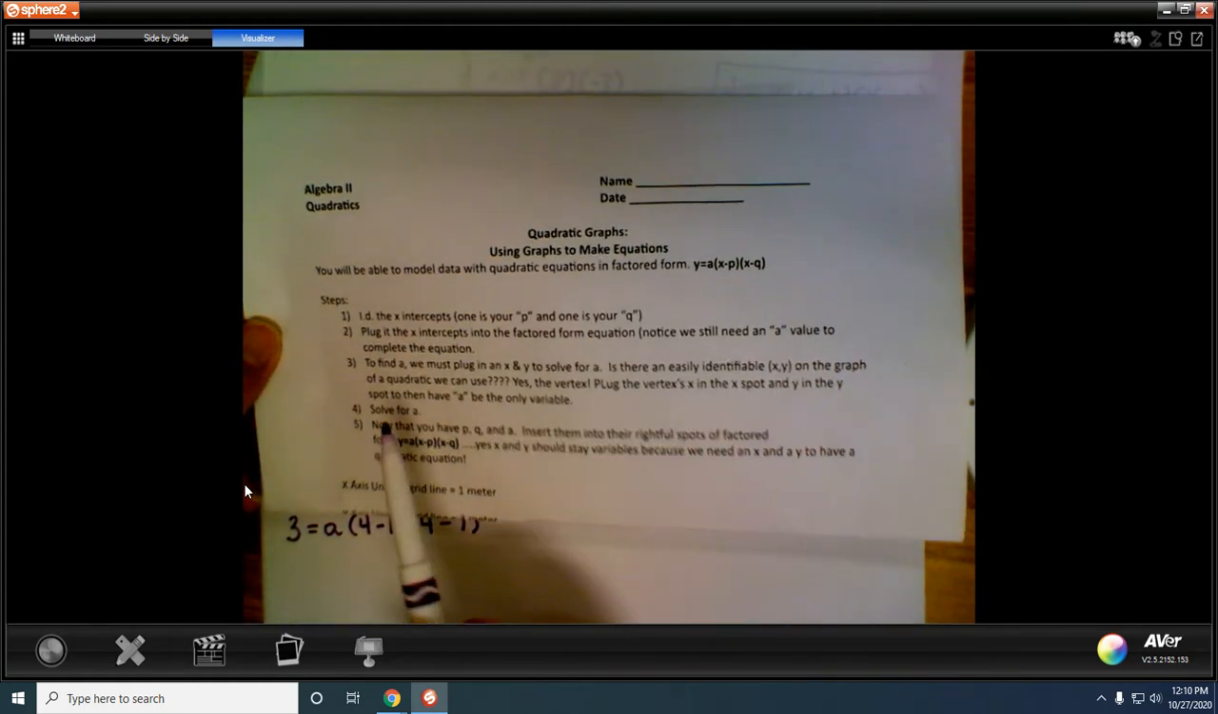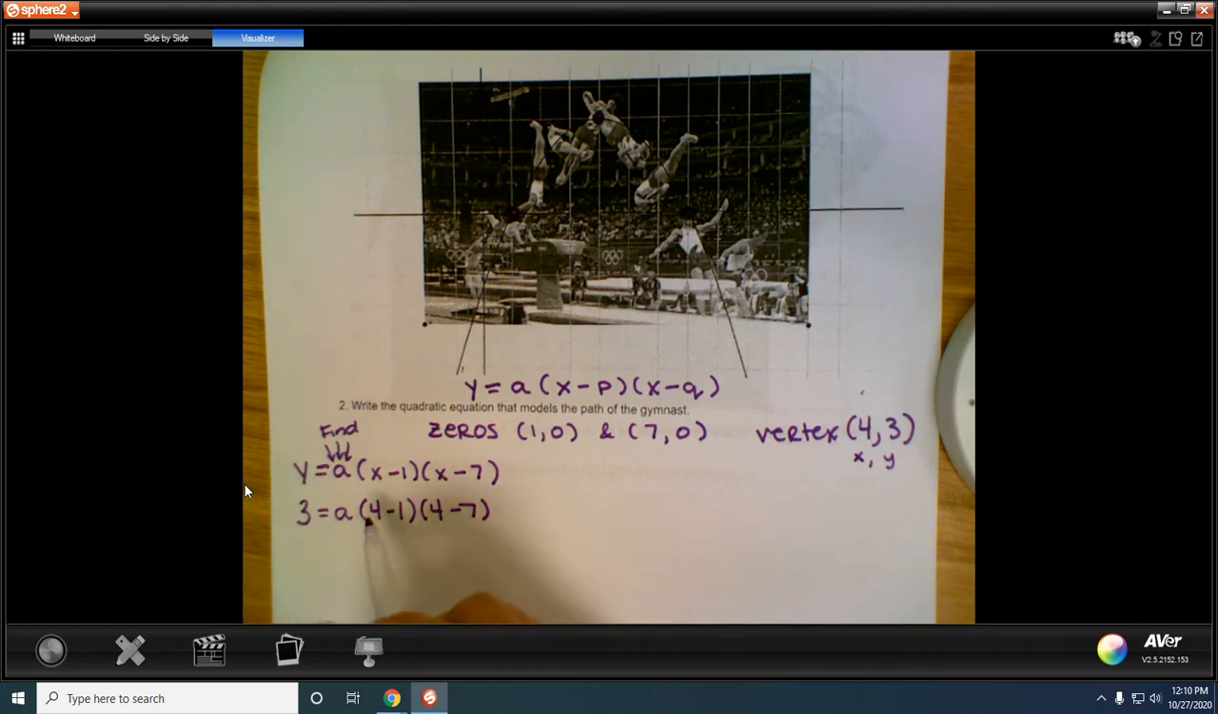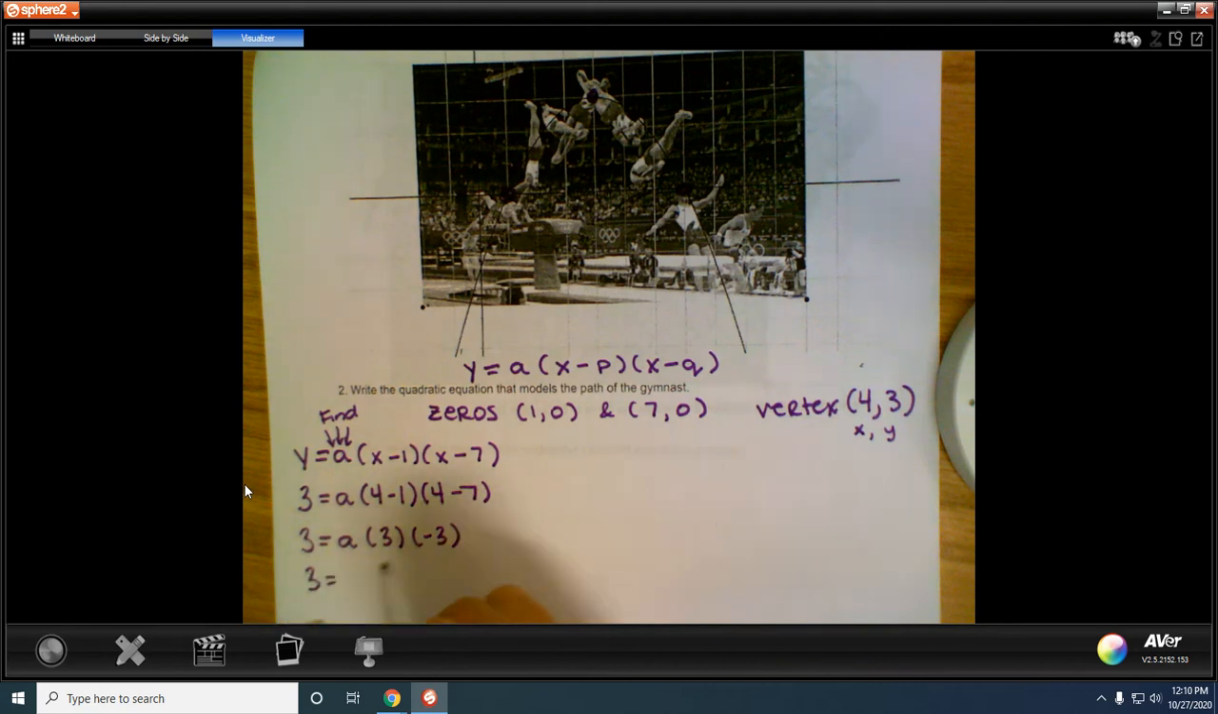Following along with the steps, we are now going to solve for a. And we're able to solve for a because here's all numbers, and then a is the variable. So 4 minus 1 is 3. 4 minus 7 is negative 3. 3 times negative 3 is negative 9. We still have the a. We want to solve for a, so divide both sides by negative 9. We get a equals negative 1/3.